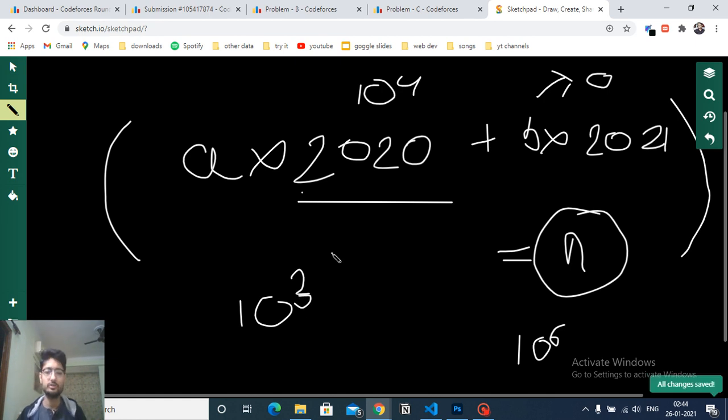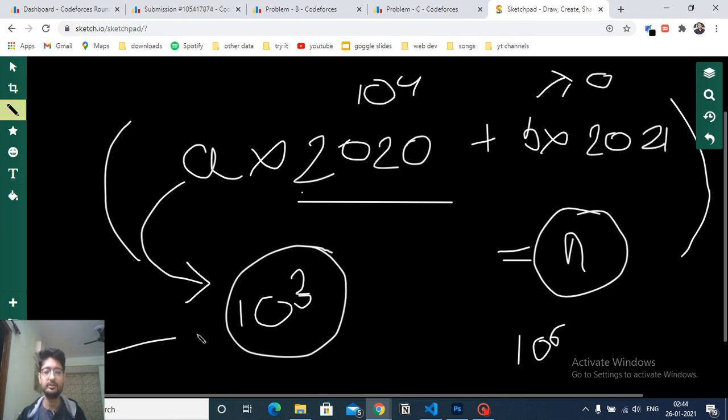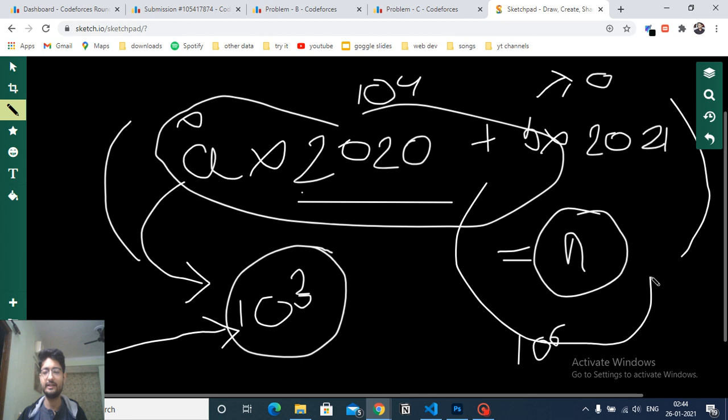Okay, so you can iterate over the value of a from 0 till 10 to the power of 3. For any a, you can find out the value of a into 2020. You subtract it from n, taking this value to the right-hand side: n minus this number.